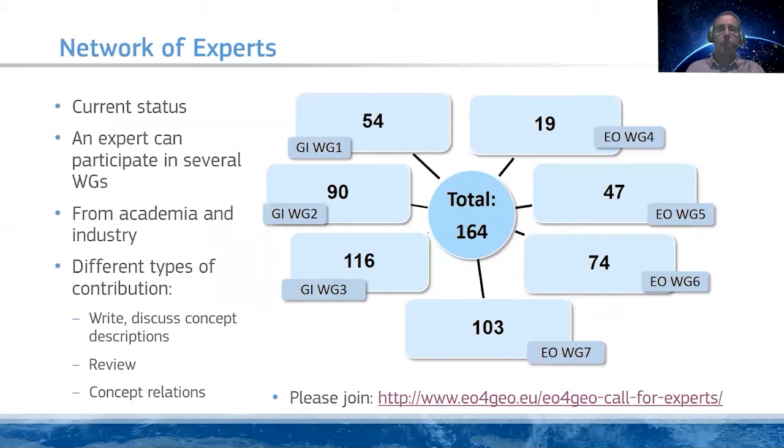Experts can contribute in different ways. Some experts really discuss the concept descriptions and write them themselves. Other experts prefer to review concepts that were already elaborated by others. And some experts focus on specific things like the skills related to the concepts, or maybe they have a more bird's eye view on the body of knowledge, and they look at the concept relations in between or over the boundaries of the different working groups.